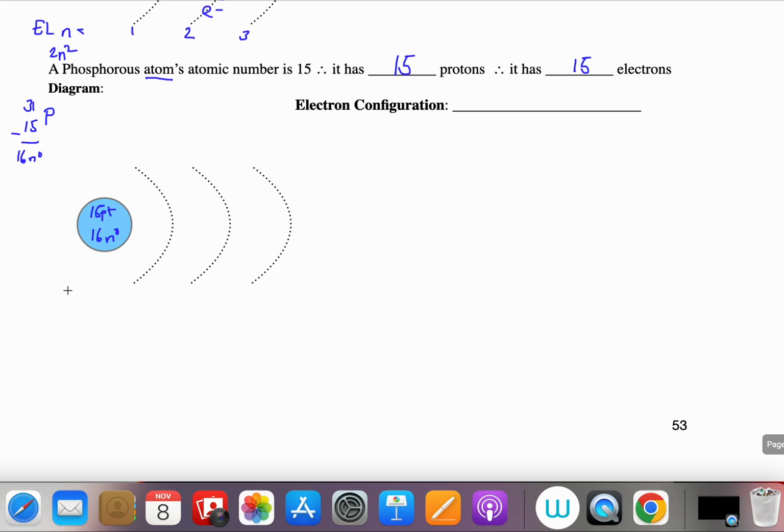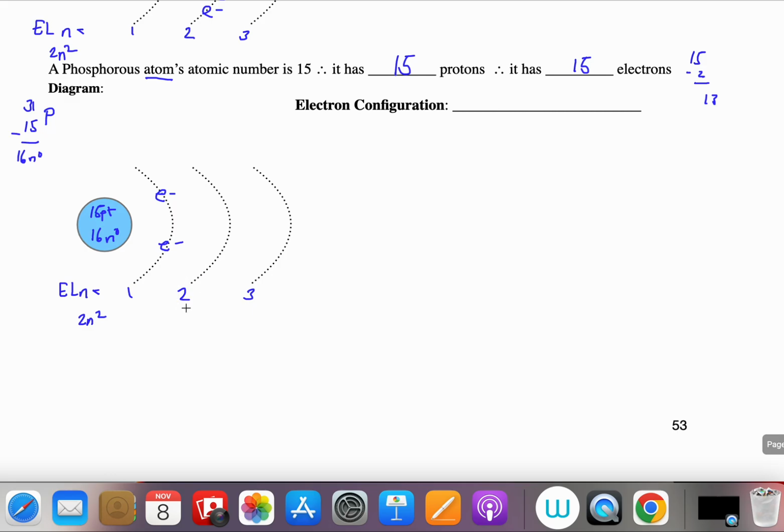And then we have our electrons to place. For the energy levels, we always start at number 1 and work our way away from the nucleus towards energy level number 7. We have 15 electrons to place, and we're going to start at energy level 1. And remember, it's 2n squared. The max number of electrons we can place in energy level number 1 is 2 electrons. So out of the 15, I've placed 2, which means I have 13 more electrons to go.